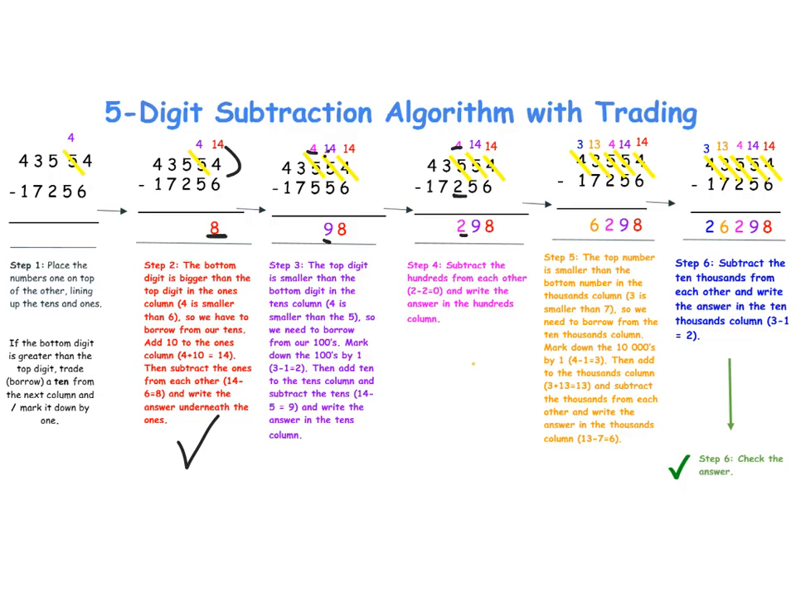The next thing I'm going to do is take away my thousands. I can't take 7 away from 3. So I'm going to borrow from this column. I'm going to take away 1, which will make this 3, and move the 1 into the thousands column. So 13 take away 7 is 6, and I'm going to write my answer below. Then I need to move on to my 10,000s. So 3 10,000s take away 1 10,000 is 2 10,000s. And then I'm going to check my answer.